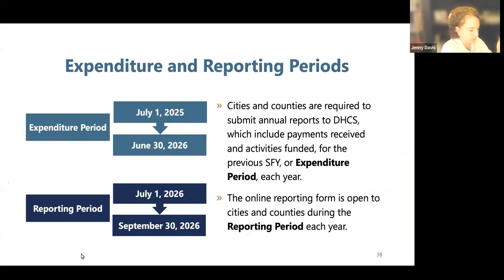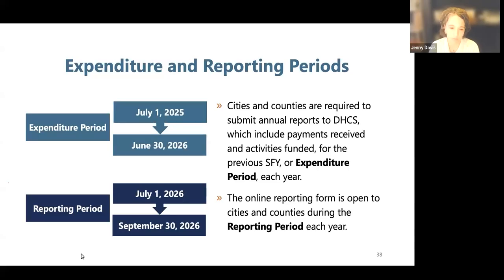So here's just a little snapshot of the timeframes we're working in. We have our expenditure period, which is basically a state fiscal year. So it goes from July 1st to June 30th. And that's what we consider the expenditure period. That expenditure period covers whatever expenses were made or payments received during the reporting period. That's when you'll tell DHCS.